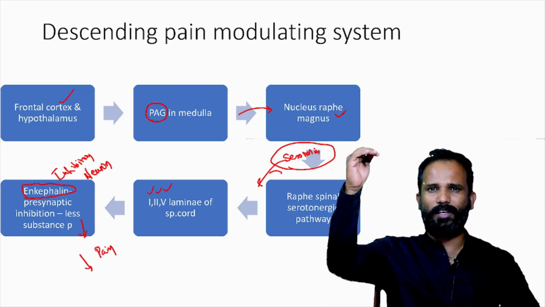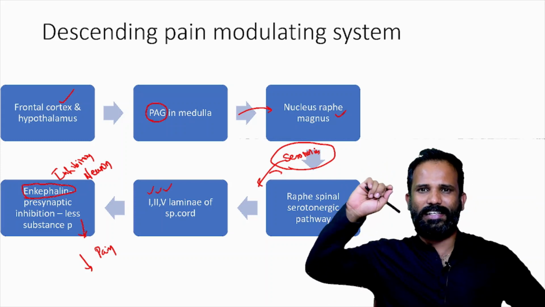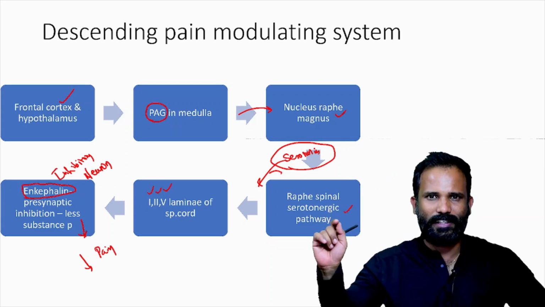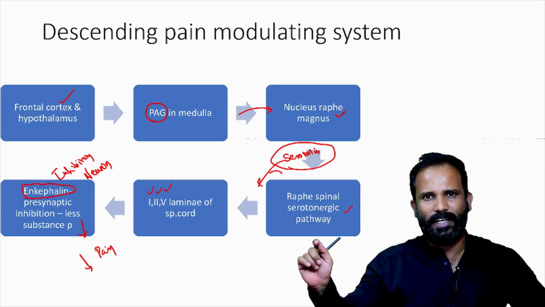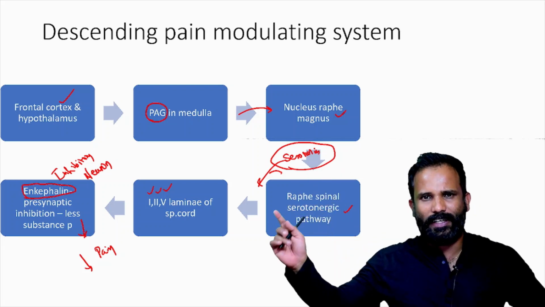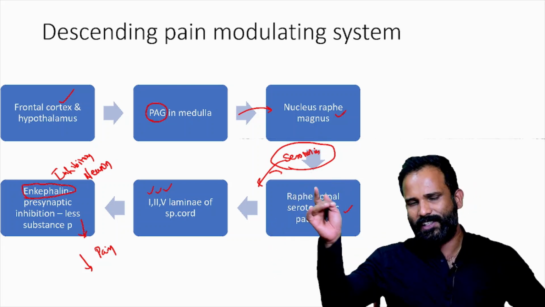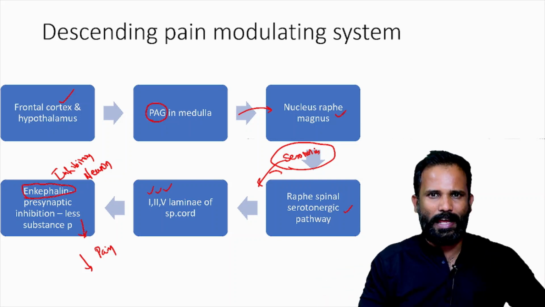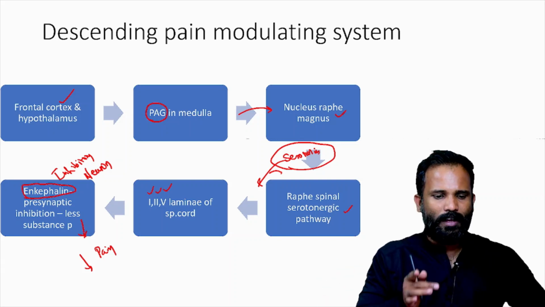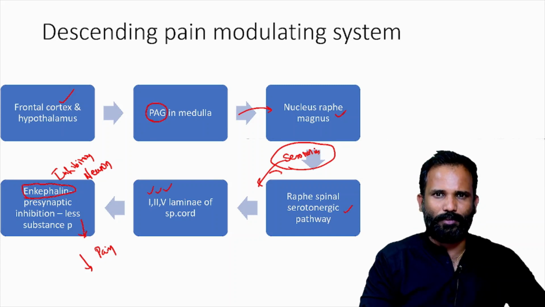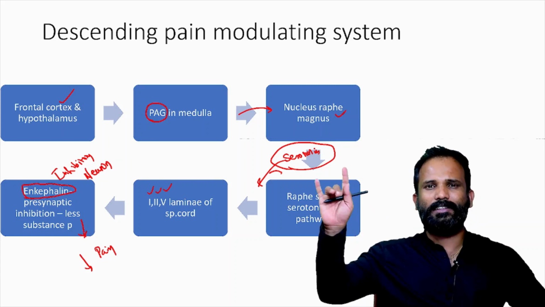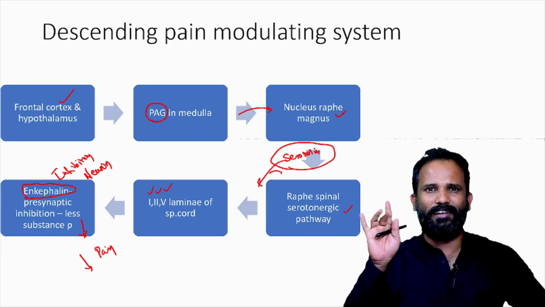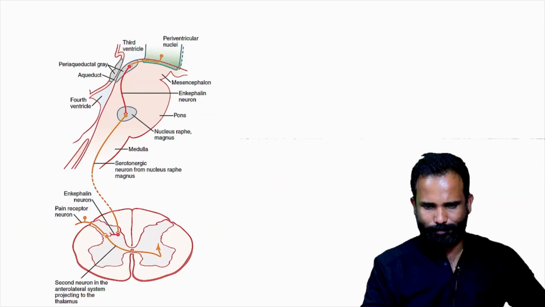So frontal cortex or hypothalamus is sending the information to the periaqueductal gray matter. Now the periaqueductal gray matter is activating nucleus raphe magnus, which is releasing serotonin, which is acting over the interneuron in laminae 1 to 5. This inhibitory interneuron will release enkephalin that causes presynaptic inhibition and less release of substance P.